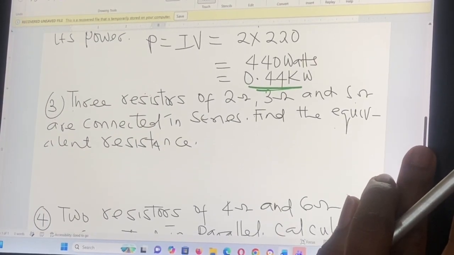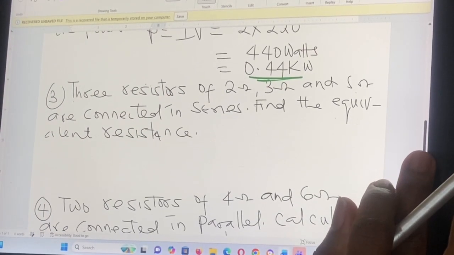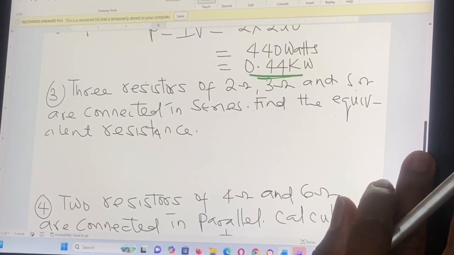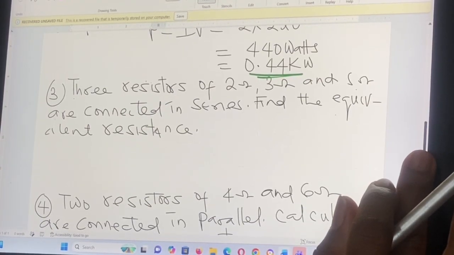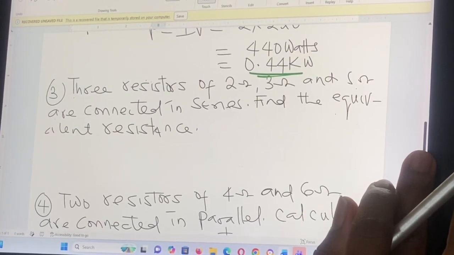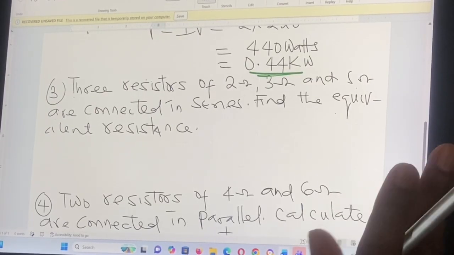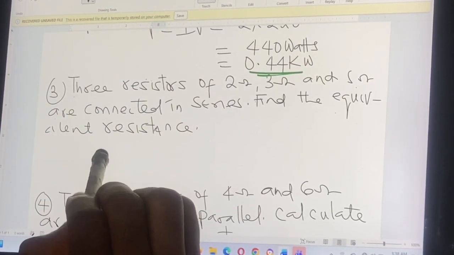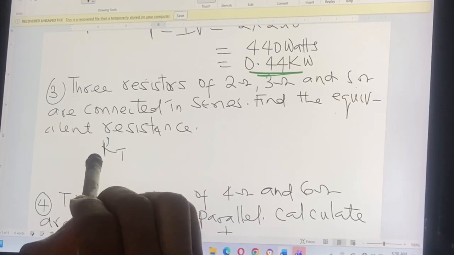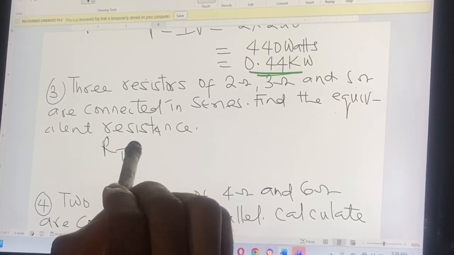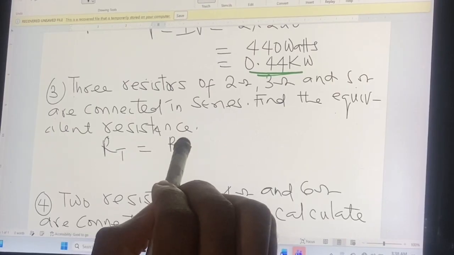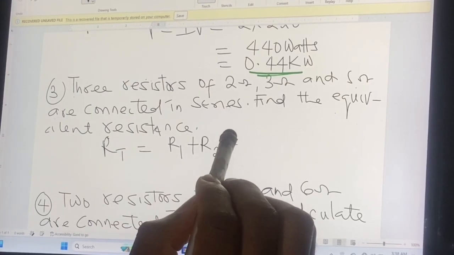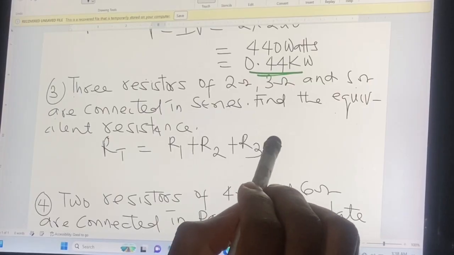The next question here, we are asked to find the equivalent resistance. It can either be called equivalent resistance, or you can call it total resistance or effective resistance. Please take note. So we are given 3 resistors in series, that is 2 ohms, 3 ohms, 5 ohms. So whenever you're asked to find the equivalent or the total resistance in series, the equivalent or effective resistance in series is equal to R1, that is the first one, plus R2 plus R3, depending on what is given to you here.